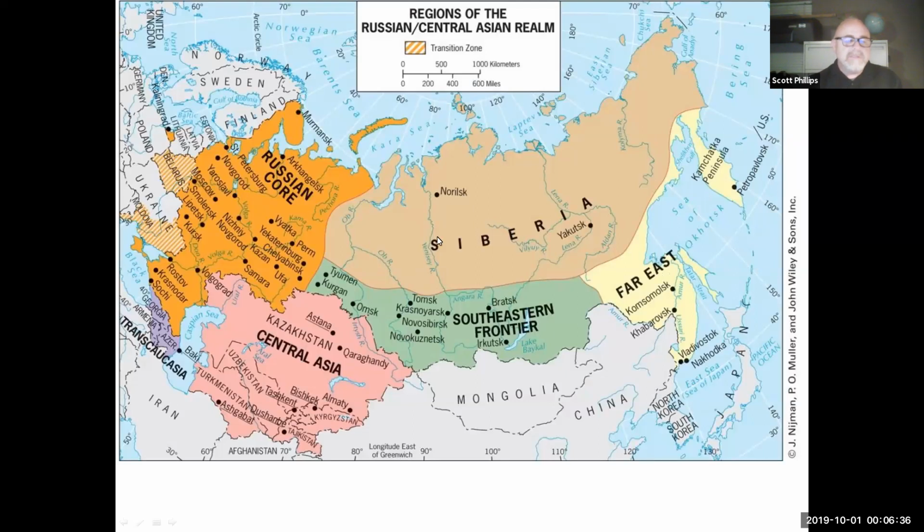And we've seen this already, but I'll just highlight a regional view of the Russian Central Asian realm. We'll treat Siberia as one big area. We will concentrate on the Central Asian realm, Transcaucasia, and we'll also highlight countries of Eastern Europe, especially those that were part of the Soviet Union at one time.